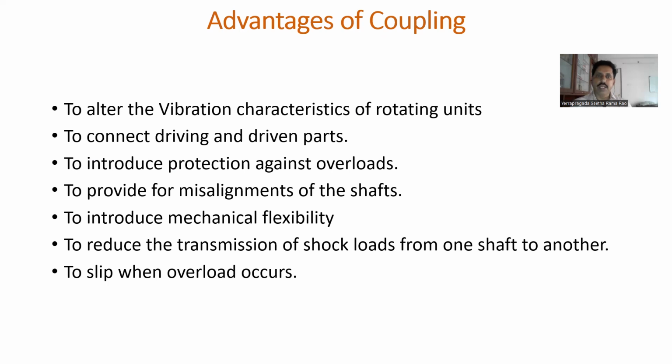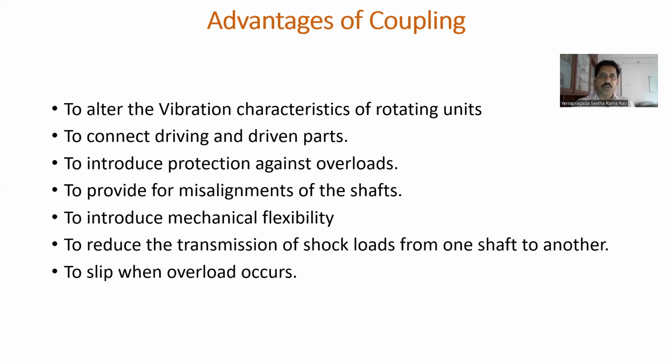To connect the driving and driven parts and to introduce protection against overloads is also an advantage of the coupling, and to accommodate misalignment of the shafts. And to introduce mechanical flexibility means that the coupling should be able to connect the shafts of the turbine, the pump and the compressor. So we have some kind of flexibility to connect the shaft components here and to reduce the shaft loads from one shaft to another.